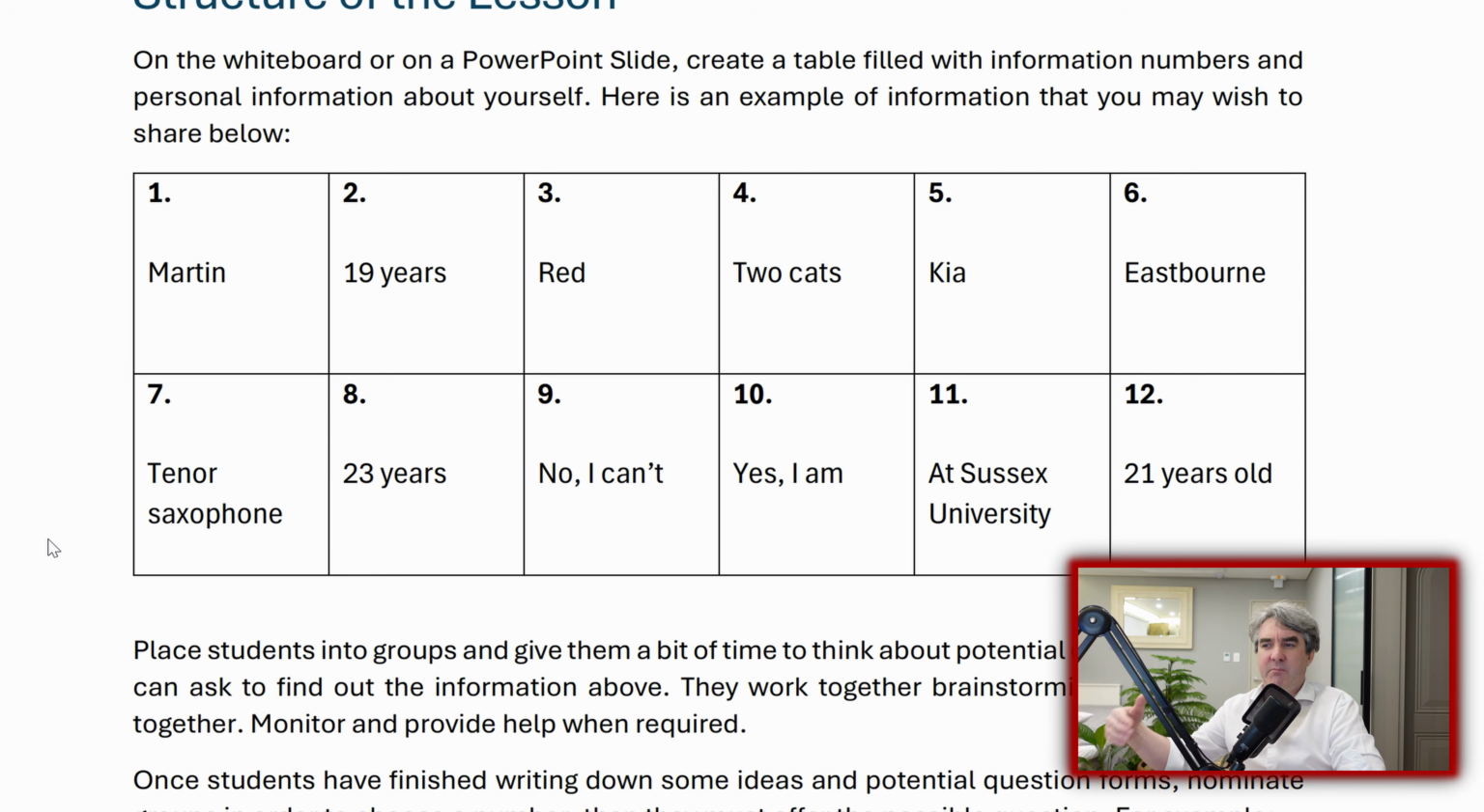So for example, number 1, Martin, the question would be, what is your name? And you can see here on the worksheet, I've got an example here. We choose number 2, being 19 years. What's the question? How old is your son or daughter? No, that's not the correct question. Next group, we choose question 2. What's the question? How long have you been teaching? 19 years. That's correct. You get 1 point.